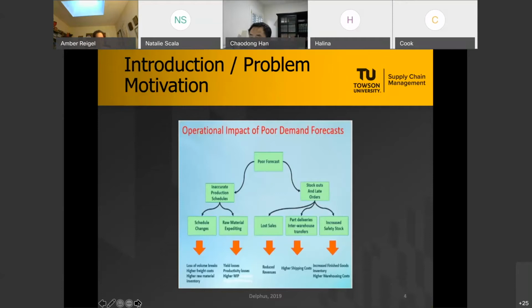So poor forecasts can have pretty impactful outcomes on the rest of the supply chain. Some of those being inaccurate production schedules, stockouts, late orders. So me driving the wrong forecast, or any of the demand planners driving the wrong forecast, can really impact everything from our manufacturing and production planning to submitting FARs to get new production lines built and scheduled, as well as all the way to the end user if we don't have the right product in our stores at the right time for when you want to go and buy it. So this was just a quick summary of what those impacts can look like.